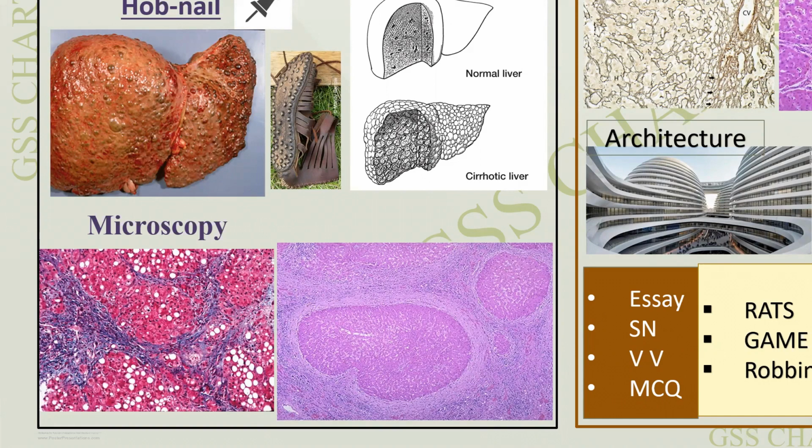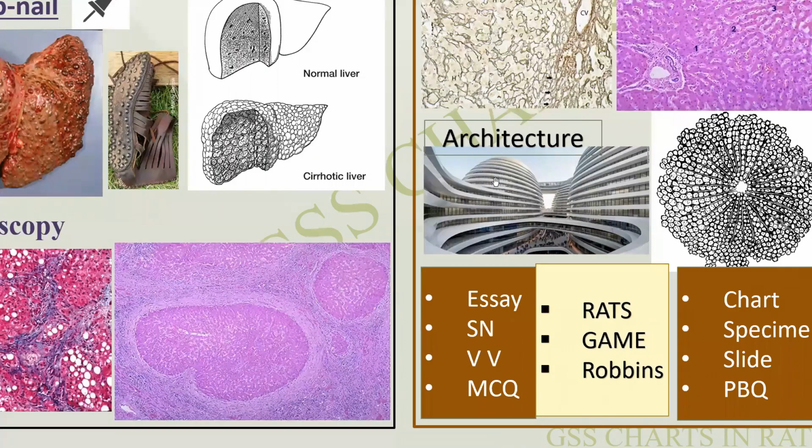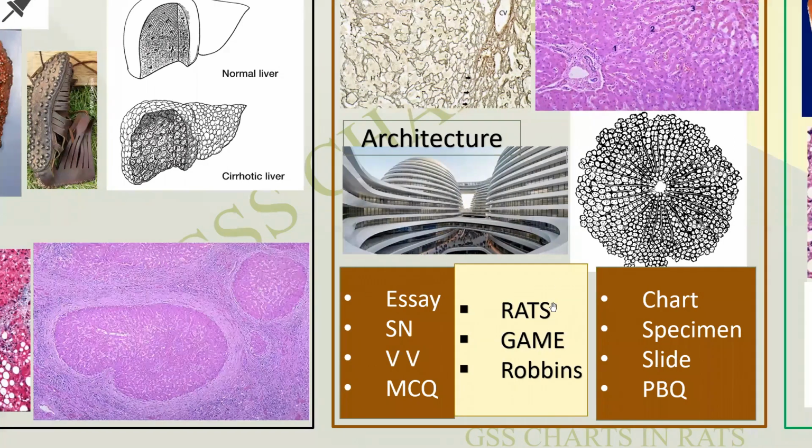This is called the classical effacement of architecture. I would like you people to kindly compare this picture with this, and this is a beautiful architecture which is totally effaced in this case. So this will be the gross and the microscopic picture of cirrhosis of the liver, which can be asked as an essay, as a short note, a viva voce, or a multiple choice question. Many multiple choice questions can be asked. And also it will continue in practicals and charts, a specimen, slide, and problem-based question. The references are Harsh Mohan, Gamut, and Robbins.